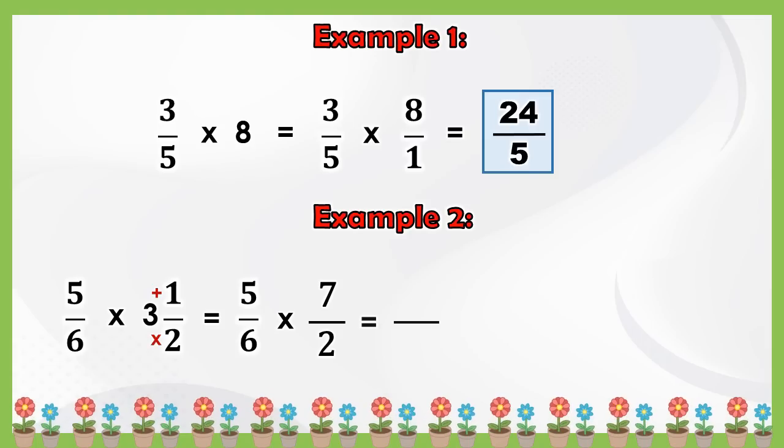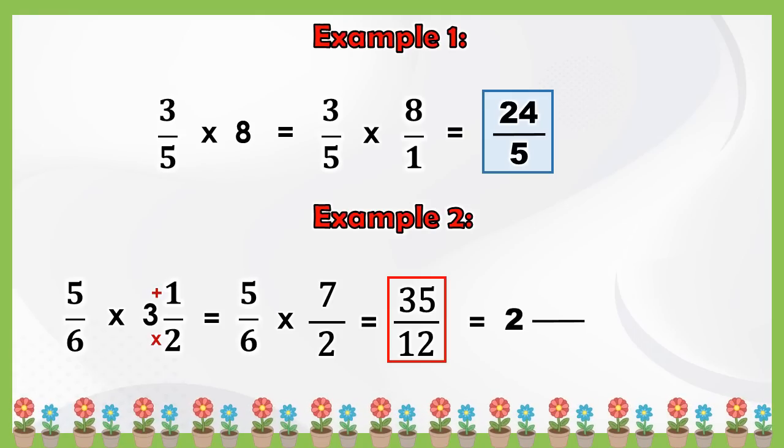Now multiply. 5 times 7 equals 35, then 6 times 2 equals 12. This is an improper fraction. Change it to a mixed number. To change, divide 35 by 12. 35 divided by 12 equals 2. 2 is the whole number, then the remainder is 11. And copy the denominator 12. So the answer is 2 and 11 over 12.